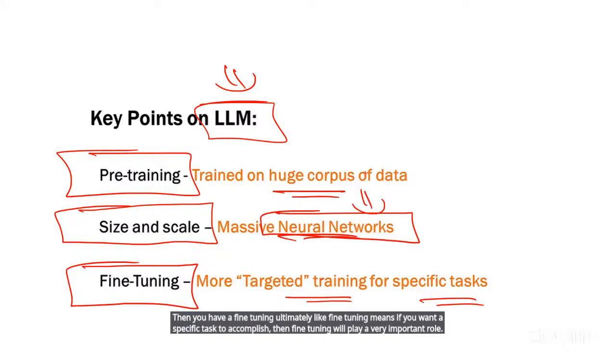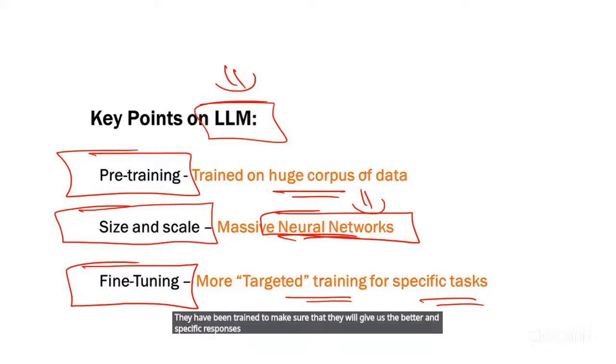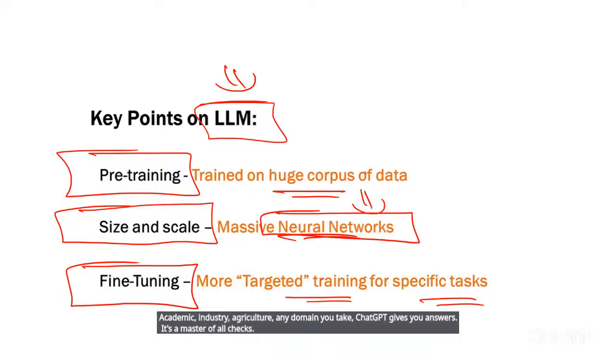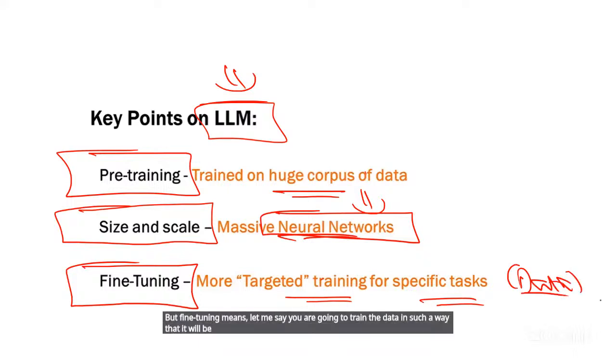They have been trained to make sure that they will give us better and specific responses rather than putting it across everywhere. Today ChatGPT gives you answers across every sector: academic, industry, agriculture, any domain you take. It's a jack of all trades. But fine tuning means you are going to train the data in such a way that it will work only for a specific model.